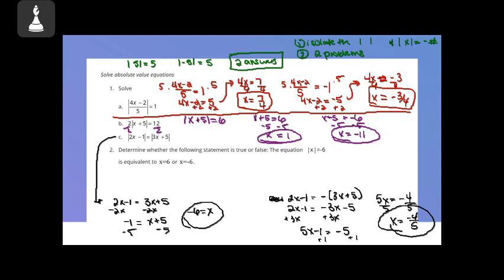Number 2, determine whether the following statement is true or false. The equation, the absolute value of x equals negative 6 gives us the solution x is 6 or negative 6. Well, if you remember the rule that I gave you up here, or if you just try to plug it in, is the absolute value of 6 equal to negative 6? No. Is the absolute value of negative 6 equal to negative 6? No. Why? We cannot have an absolute value equal a negative number. So no, this is false. Absolute value cannot equal a negative result.